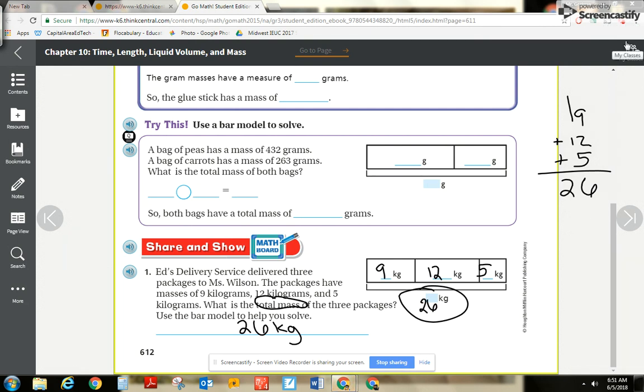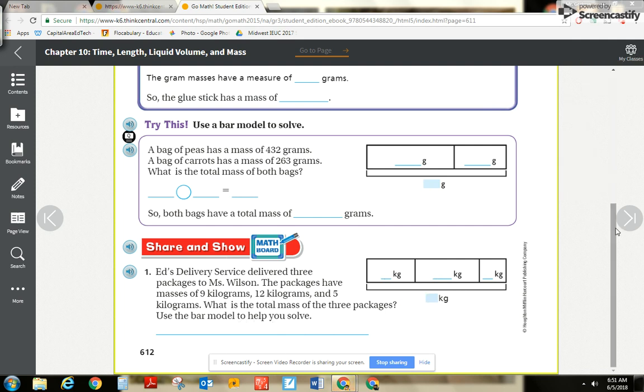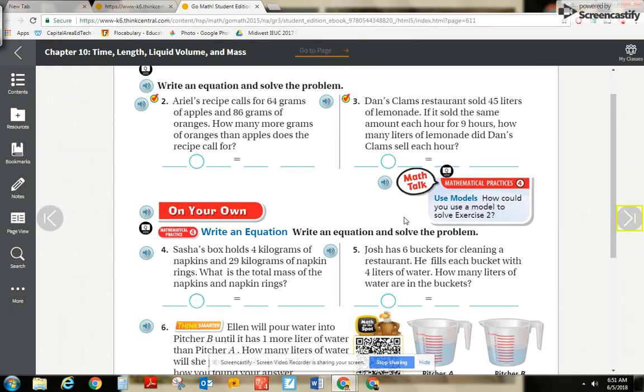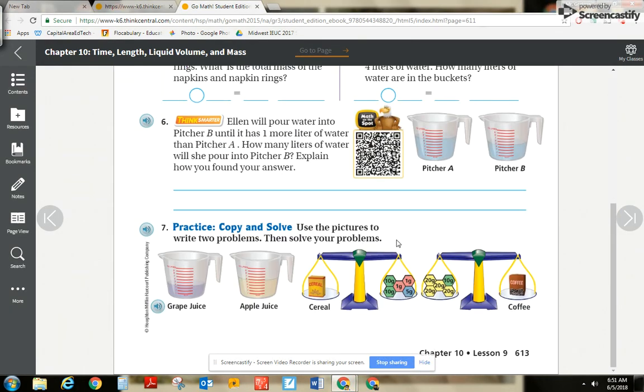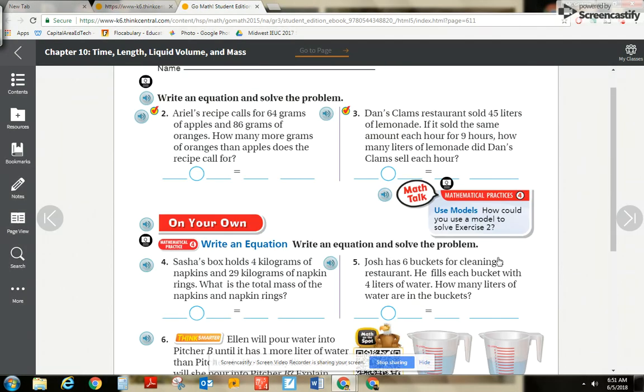All right, let's go on to the next problem. Why don't you go ahead and solve problem 2 and number 3, and when we come back, we can talk about how to do it. All right, guys, you should be back now.